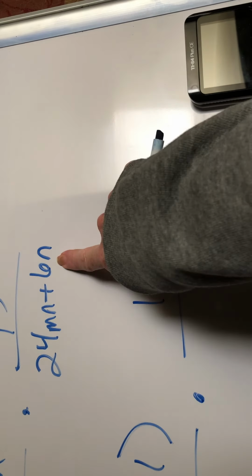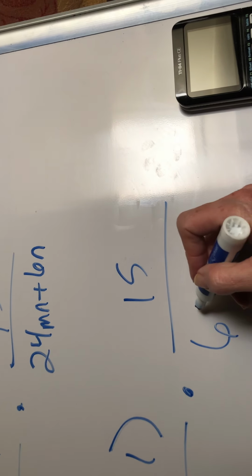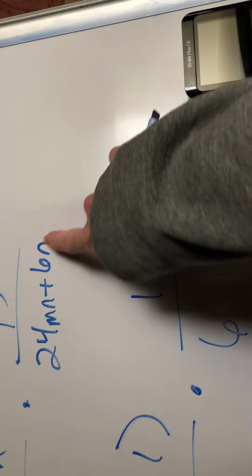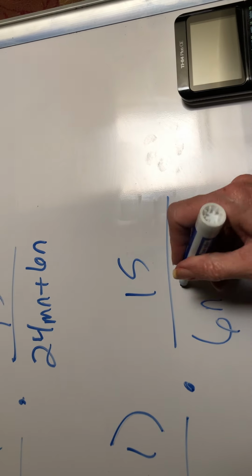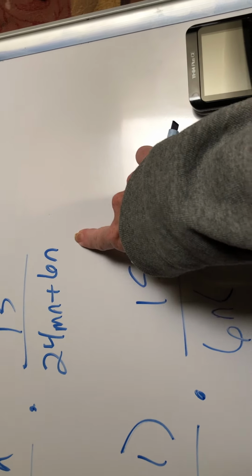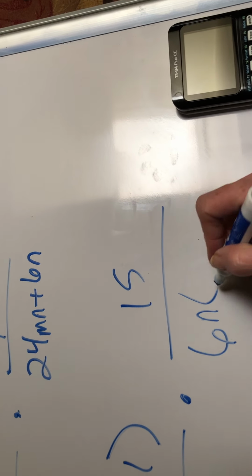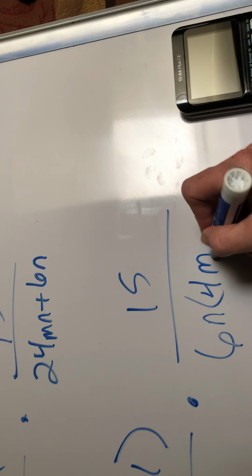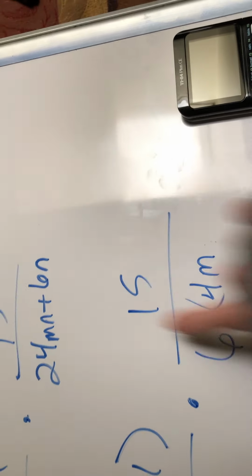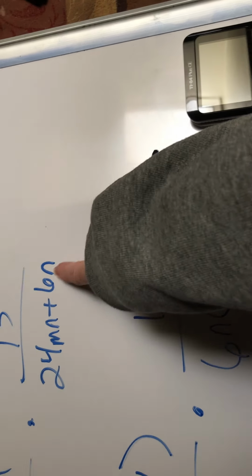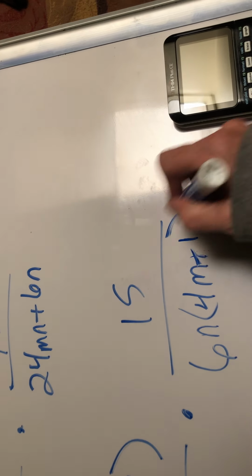Out of 24 and 6, I can take a 6. And out of mn and n, I can take an n. So I'm going to take a 6n out of these two. Taking 6 out of 24 leaves a 4. M, and I took the n. And then taking 6n out of 6n leaves a 1.